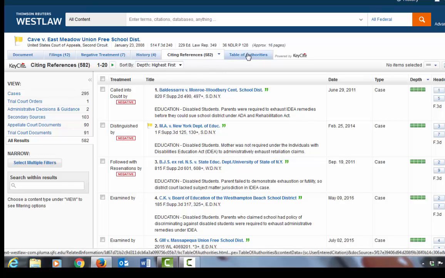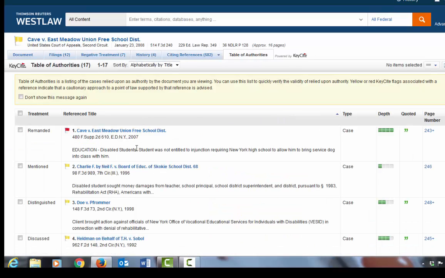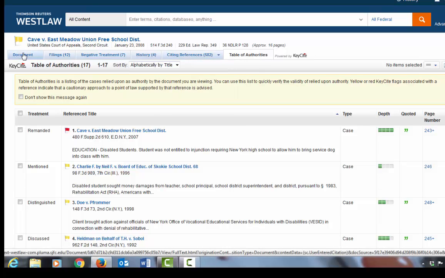And then the table of authorities is just the opposite, right? Going back in time. These are the cases that the judges, in our opinion, referred to. So these are going backwards. These are cases that have some relevance to ours in some way. So the judges made reference to these. So table of authorities going backwards, citing references going forward. So hopefully that makes some sort of sense.